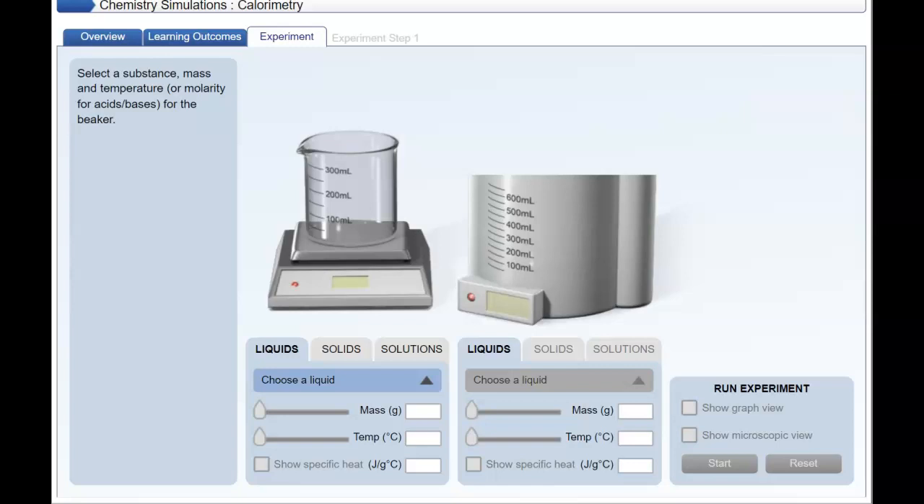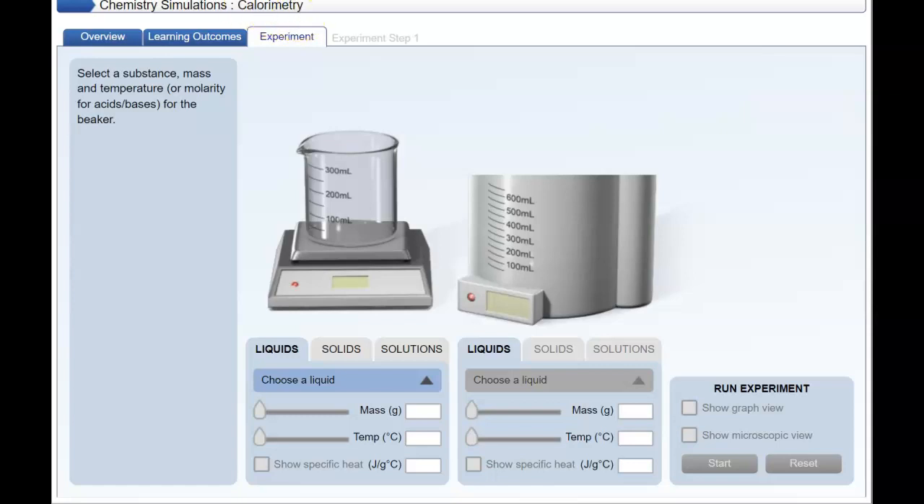For this experiment, as we were saying, what we wanted to do is prove that the specific heat of water is equal to 4,200 joules per kilogram per kelvin. And we will be able to do that by using this virtual lab experiment. This virtual lab experiment is all about the concept of calorimetry.